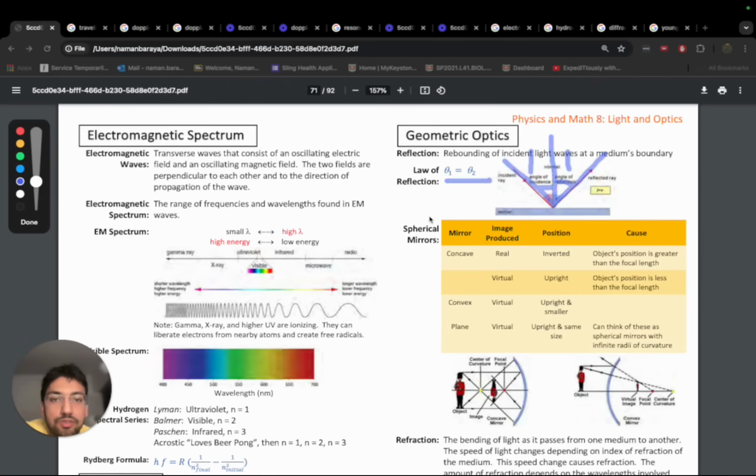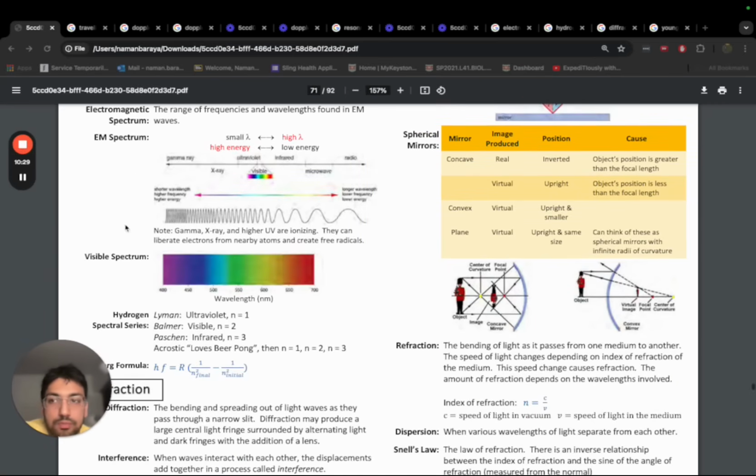Okay, next you have spherical mirrors. This is where it gets kind of harder. So I would recommend just kind of memorizing this. It's really hard to understand why it occurs, but if you understand this and then you understand this, then you'll be solid. So let's start with this.